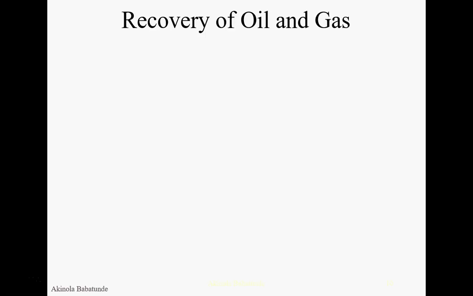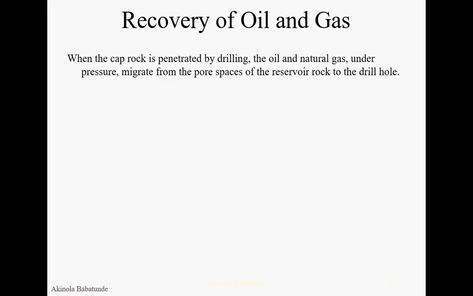Now let's talk about recovery of oil and gas. How is oil and gas recovered? We have said that we have reservoir rock, and on top of the reservoir rock, we have the cap rock, and the cap rock is impermeable. When the cap rock is penetrated by drilling, the oil and natural gas under pressure migrate from the pore spaces of the reservoir rock to the drill hole.